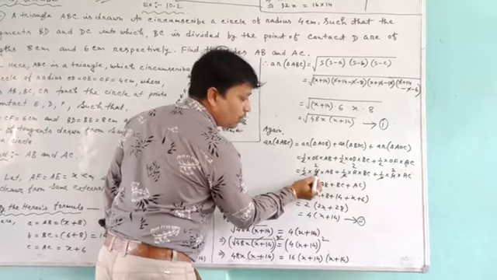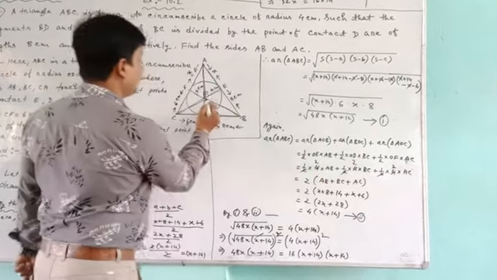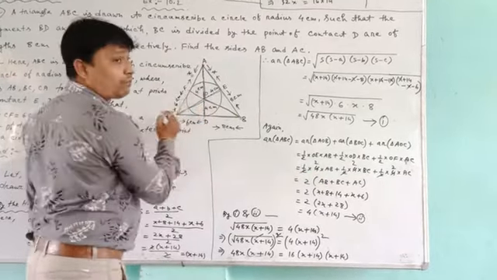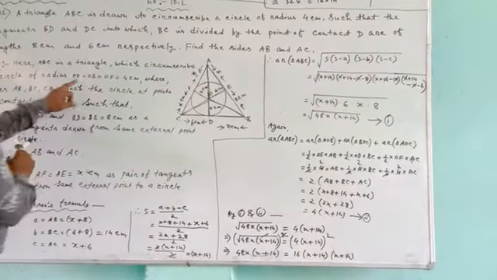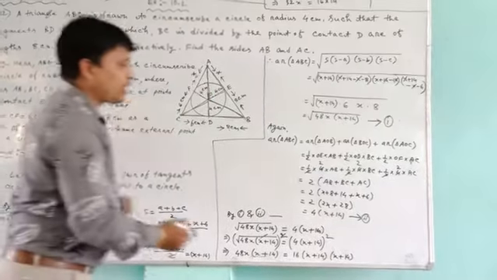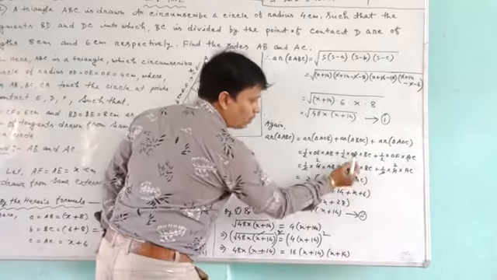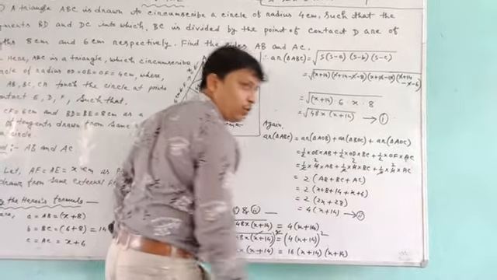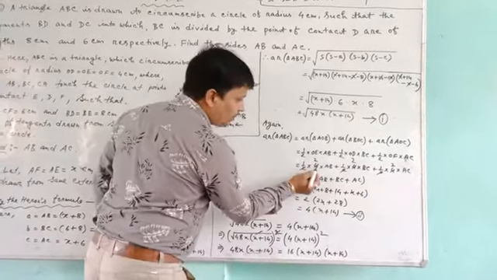See, the OE measurement is 4. OE is the radius of the circle. OE equals OD equals OF; all are 4, 4, 4. In the introduction part it was already mentioned that they are 4. So that's why it is written OE equal to 4, OD equal to 4, OF equal to 4. Clear? Next step.